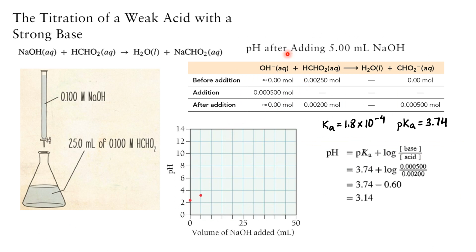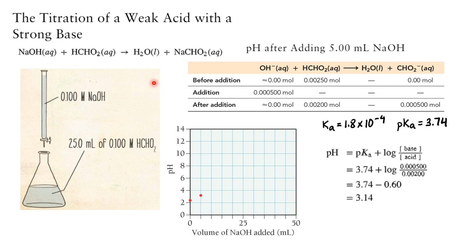But now what happens when you add 5 milliliters of sodium hydroxide to your weak acid? Well, we're going to do the same exact thing we did last time, where we figure out how many moles of sodium hydroxide we added. Adding 5 milliliters is great, but how concentrated is it? It's 0.100 molar. So how many moles of sodium hydroxide are in 5 milliliters?